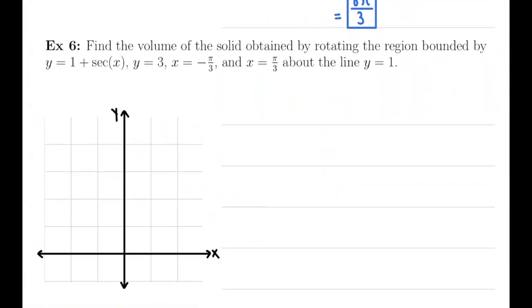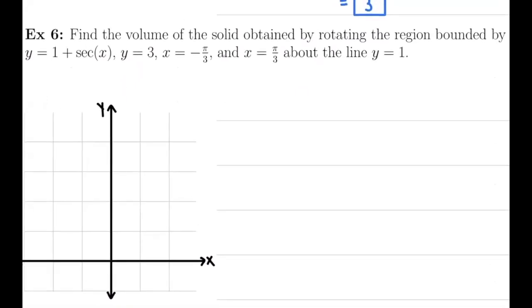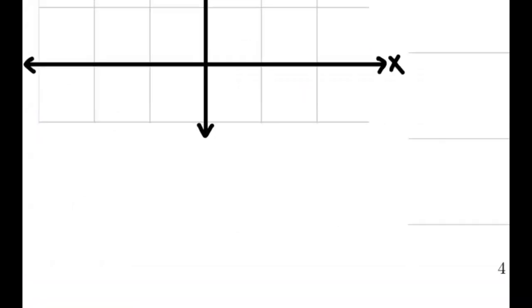So first, we need to, of course, graph this. Let's graph 1 plus secant x, and we're doing this from x equals negative pi over 3 to x equals positive pi over 3. So let's figure out what secant of pi over 3 is to start off.